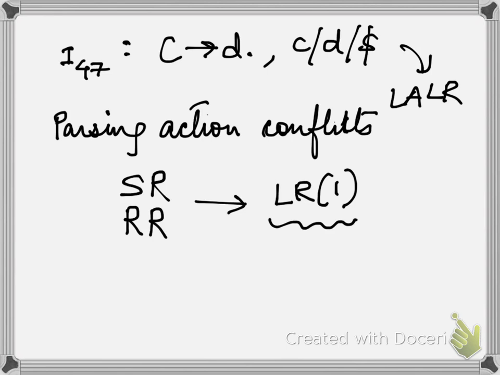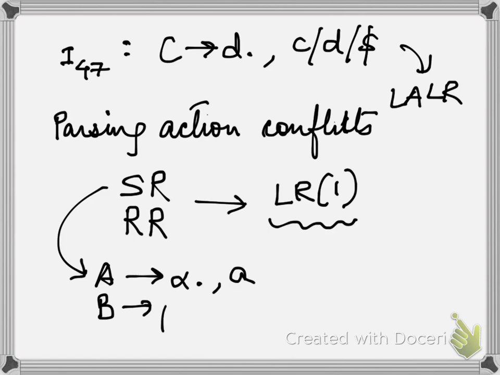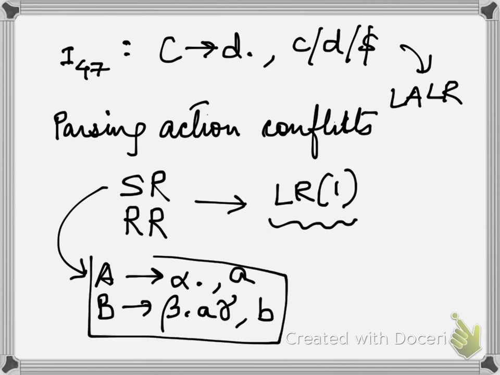Now, when can we have a shift-reduce conflict? If I have an item like this, A derives alpha dot, with lookahead a, and I have another one, say B derives beta dot A gamma, with lookahead b. When I have a set like this, then this is a shift-reduce conflict, because the first item gives me a reduce by A derives alpha, and the second gives me a shift on a. So this is a shift-reduce conflict.